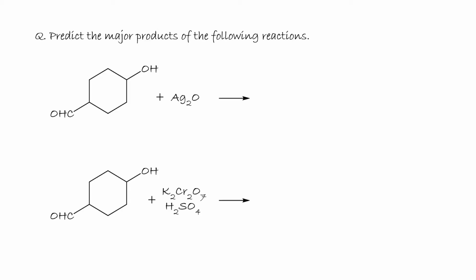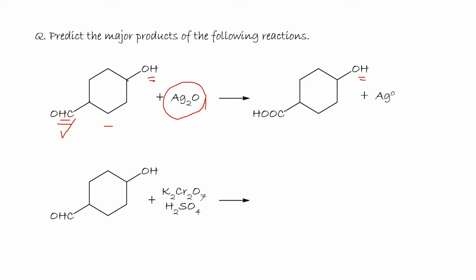Predict the major products of the following reactions. This compound has two functional groups, secondary alcohol and aldehyde. Silver oxide is a mild, selective oxidizing agent, and will oxidize the aldehyde to carboxylic acid and the OH is untouched, and gives black or a mirror of silver 0, silver metal.